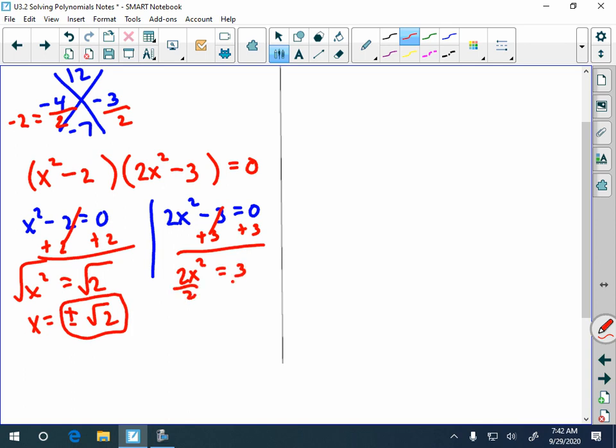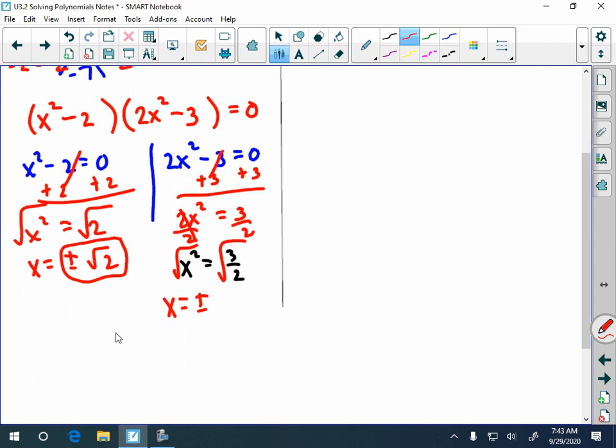And divide by 2. Okay, remember, you gotta get that x squared by itself before you square root both sides. So x equals plus or minus. Now I have that radical 3 halves. The whole fraction's under the radical, and I don't want to leave the fraction under the radical, so I'm going to split it up into root 3 over root 2.